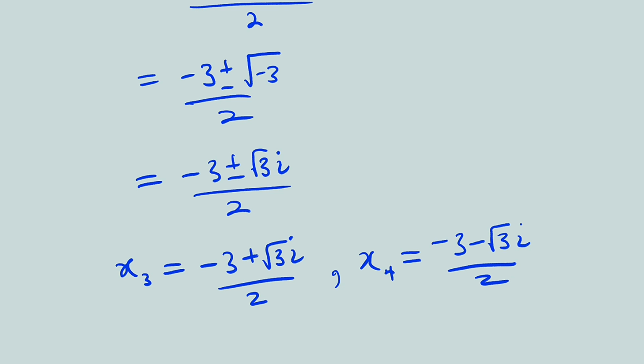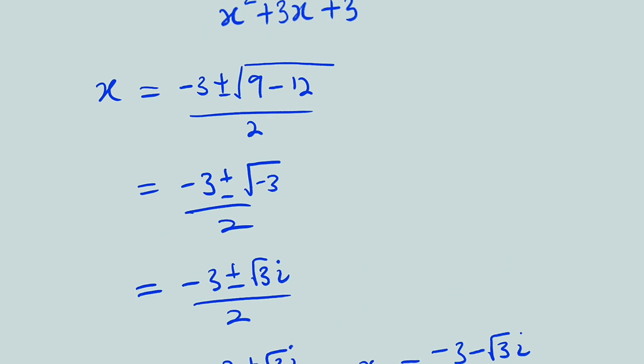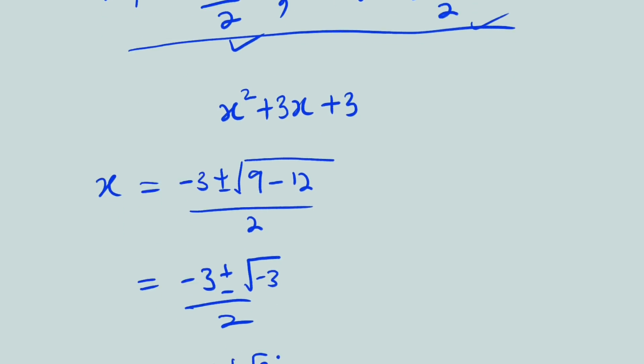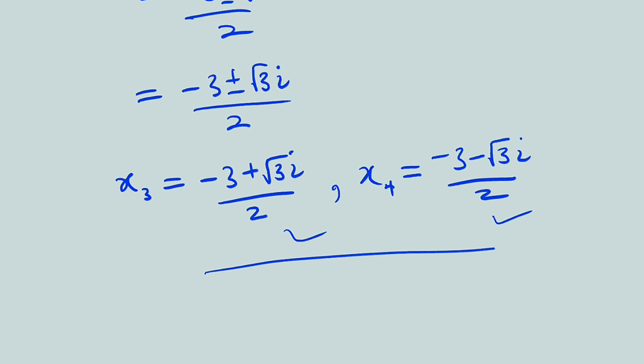So these are all the possible values of x. We have the first one here, the second one here, the third one here, the fourth one here. So these are the real roots, and these are said to be the complex roots.